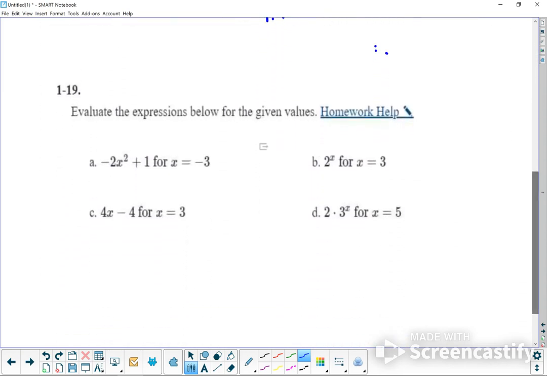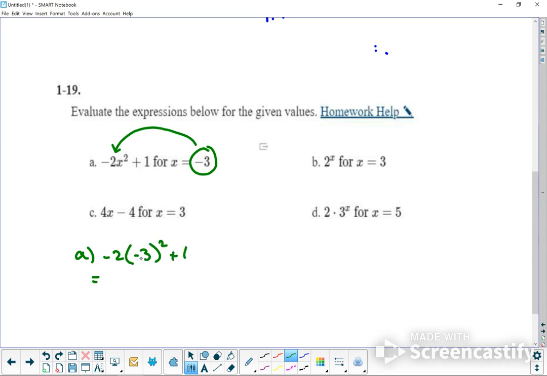Okay, last number 19. Evaluate the expression below for the given values. Okay. This is just like your function machine. So you're just plugging in the x in there and working it out. So I'll work it out right here. A: negative 2 times negative 3, square that, plus 1. Negative 3 squared is 9, plus 1. This makes negative 18, plus 1, and that's going to be negative 17. Okay. No, it's not adding. It is adding, but it's adding with a negative number, so it's going to be negative 17.